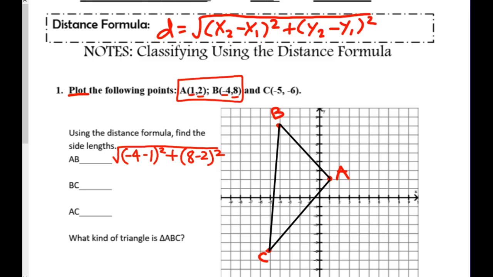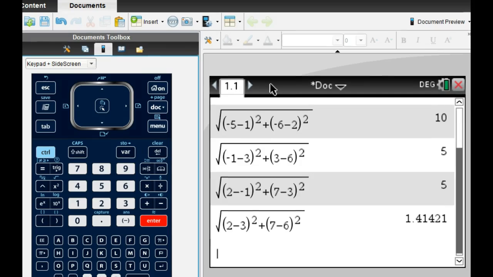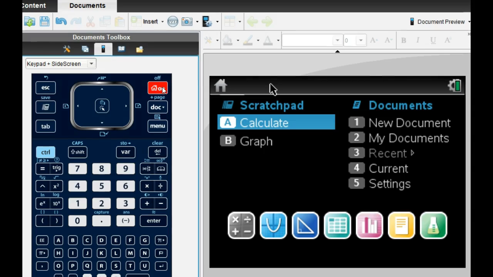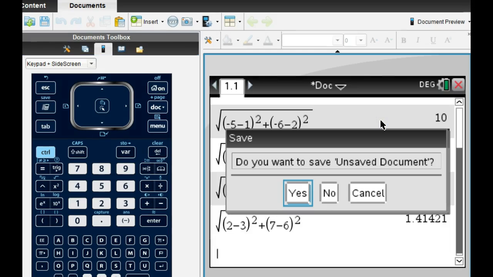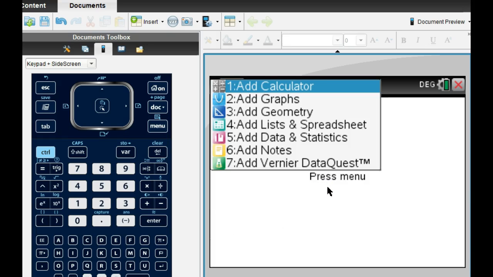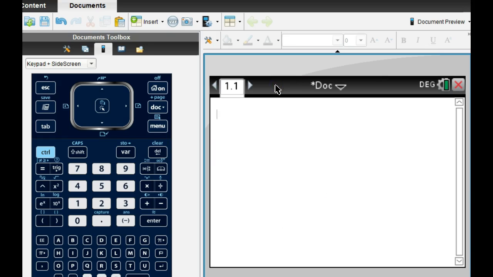Now what I'm going to do, I'm going to freeze it on the side here. And we need to make sure we have a cleared out calculator. I do want everyone doing this from scratch, so make sure you open your calculator and press new document. No, do not save. Add a calculator. Okay, I do want you to have it blank.